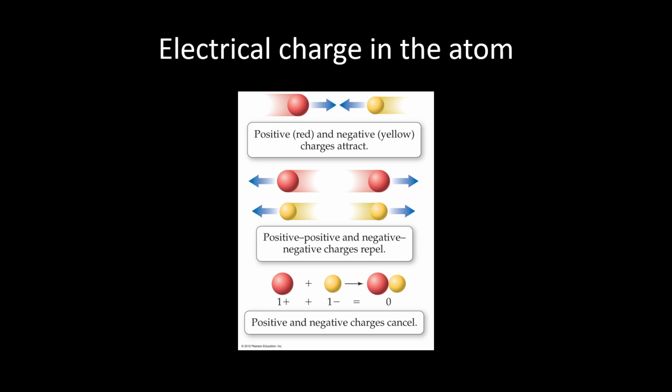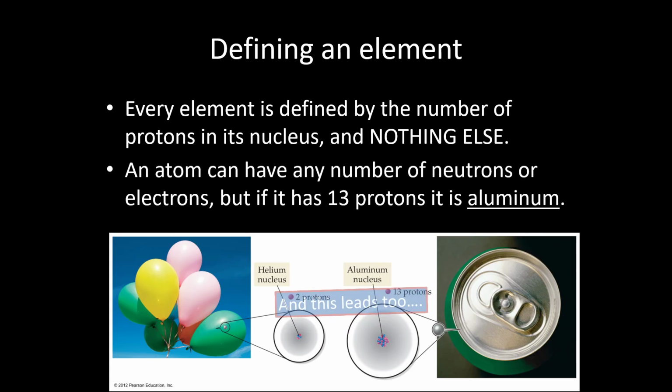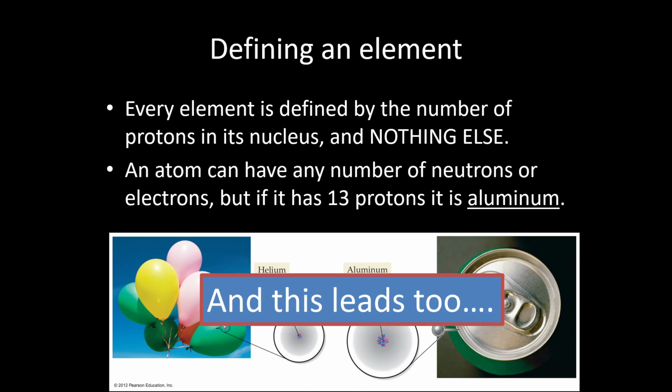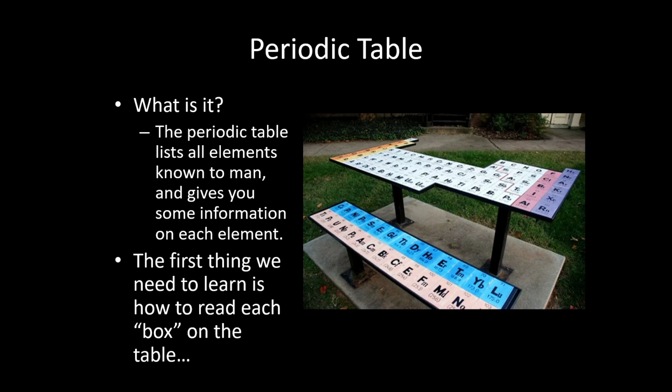I do expect you to know that like charges repel and opposite charges attract each other. And now we're getting into the periodic table. I do expect you to know that the atomic number, which are these numbers here on top, is the number of protons that every atom of that element has. So that is the definition of that element, is the number of protons.